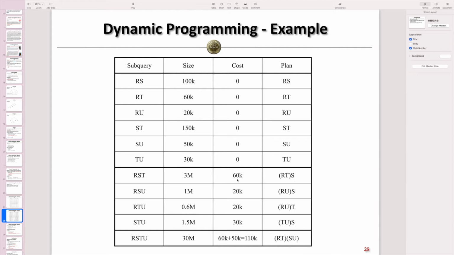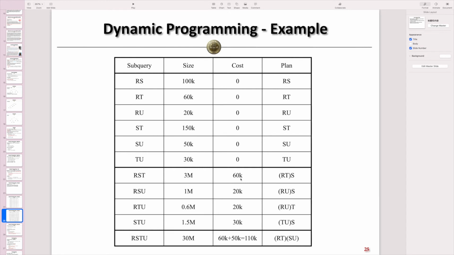And how do we get this 60K? According to this plan, we have to calculate RT first. When we further join the result with S, the cost will be equal to the cost of RT plus the cost of S plus the size of RT. We know the cost of RT and the cost of S will both be equal to zero. Then the cost finally will be equal to the size of RT. According to the previous pages, the size of RT equals 60K. Therefore, the cost for RTS will be 60K. If you try to calculate the cost for the different combinations of this RST, this 60K will actually be the minimum cost.